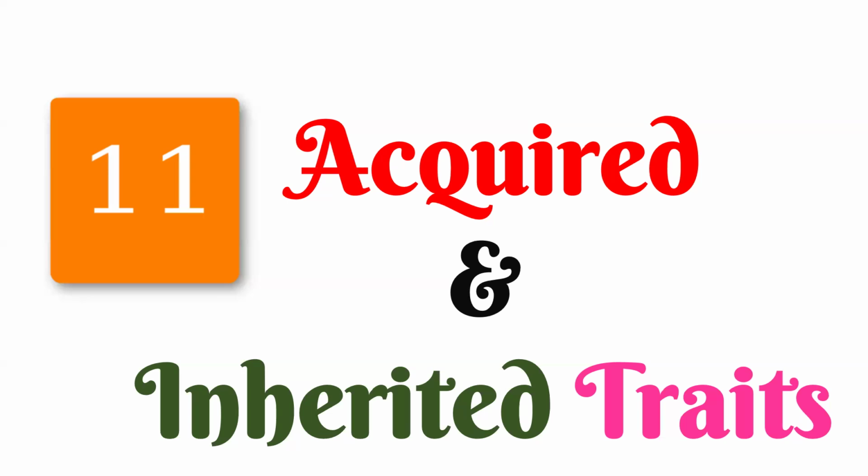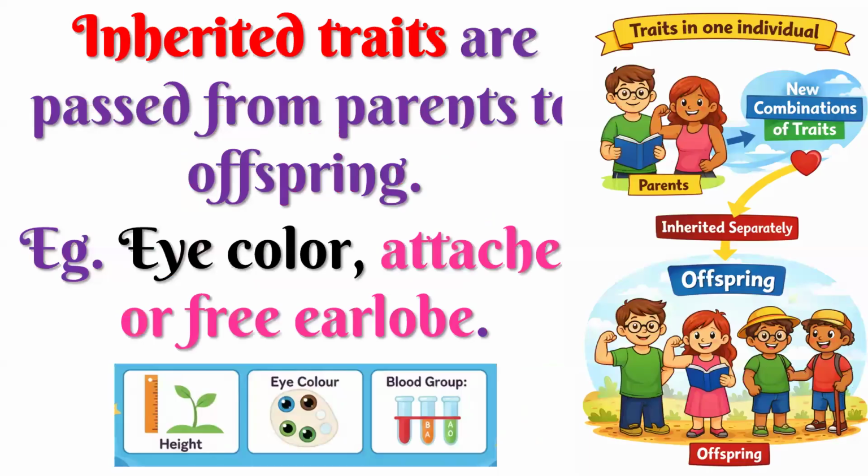Now acquired and inherited traits. Inherited traits are passed from parents to offspring. We already studied eye color, attached or free earlobe. Most of them, the earlobe difference, eye color, blood group, height, all these are inherited traits. All the inherited traits are passed from the parents to offspring.